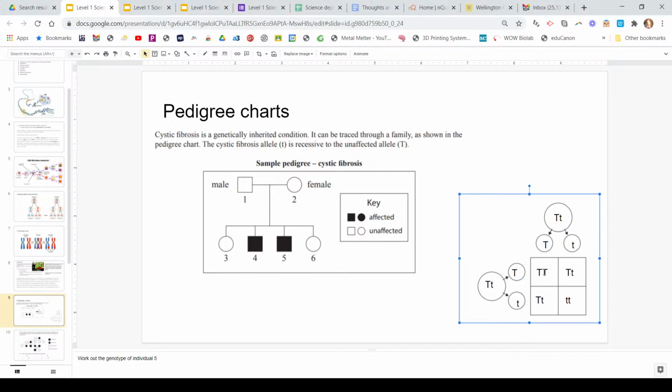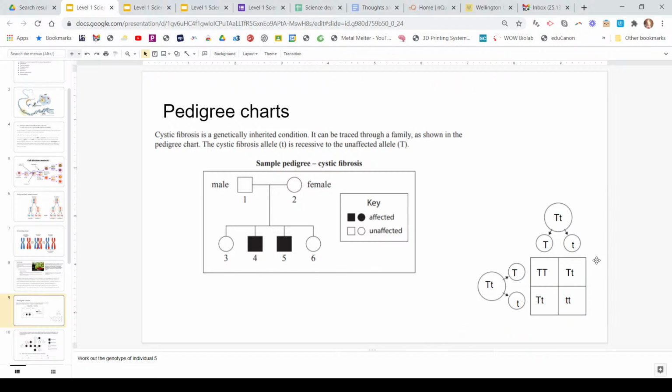If I was asked about the phenotypic ratio, that's what is expressed in the individuals, then from this Punnett square, I would expect to see this individual's unaffected, this individual's unaffected, and this individual's unaffected, whereas this individual is affected. That means that there's a 3 to 1 chance of being affected, or of being 3 unaffected to 1 affected or sufferer of cystic fibrosis.